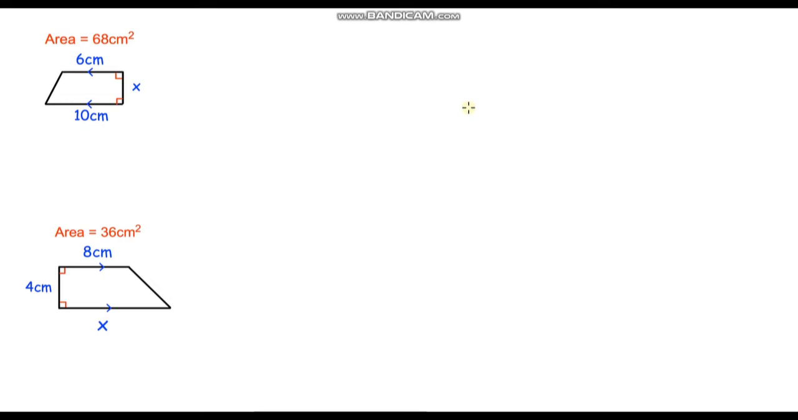Okay, so it's over to you now. Pause the video and see if you can calculate the missing side length in each of these trapezia.